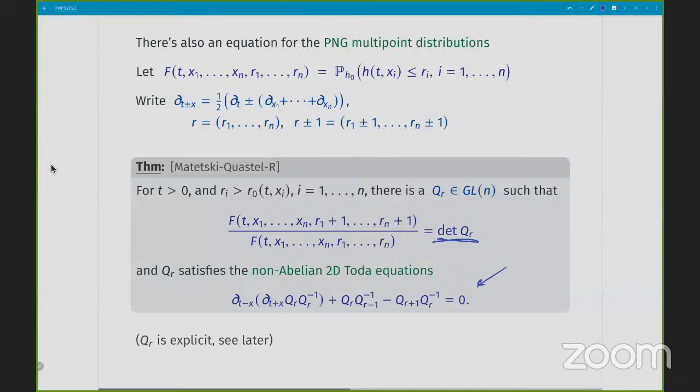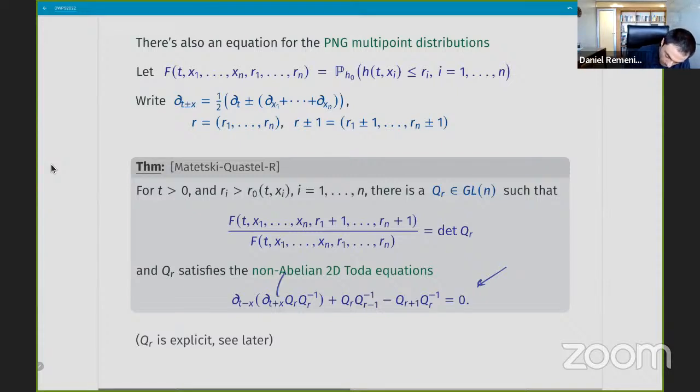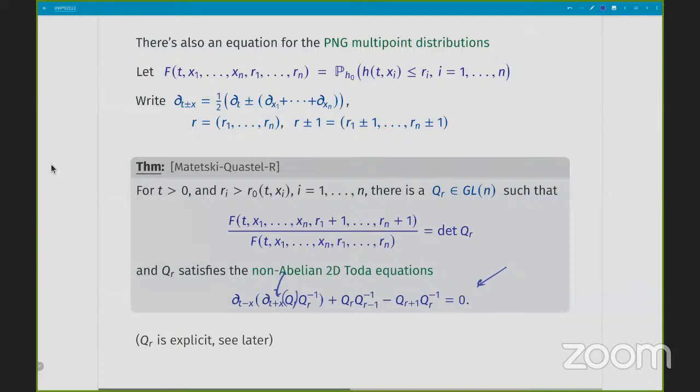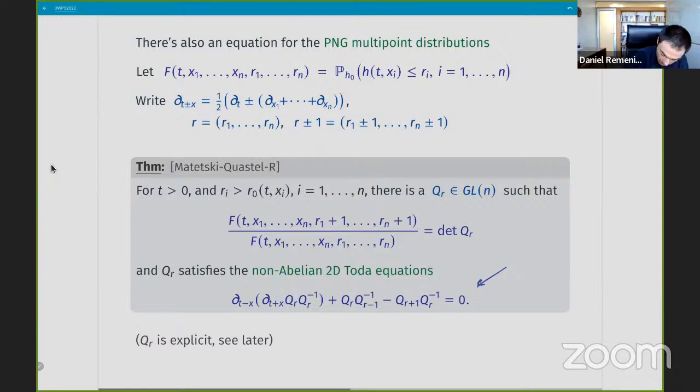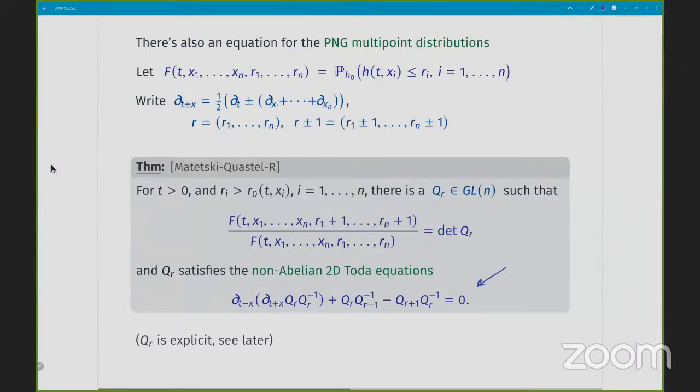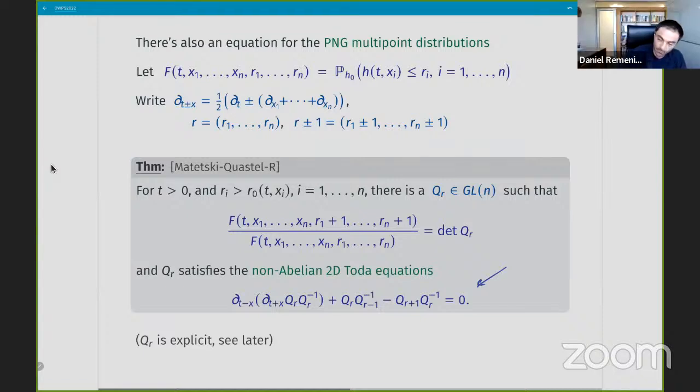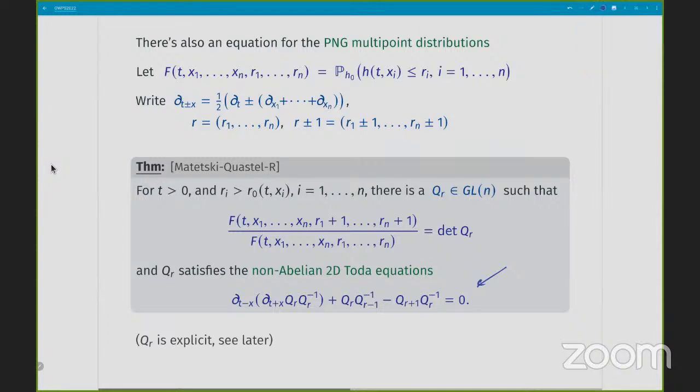Sorry, in the first term, what is differentiated? Q multiplied by Q minus one? Yes, only the first one. It didn't show up, but yes, only the first one. And that's why there's this parenthesis, because the leftmost derivative is differentiating everything. May I also ask one thing? What is GL? Q is an element of GL. Oh, it's just invertible matrices, the general linear group of size n.